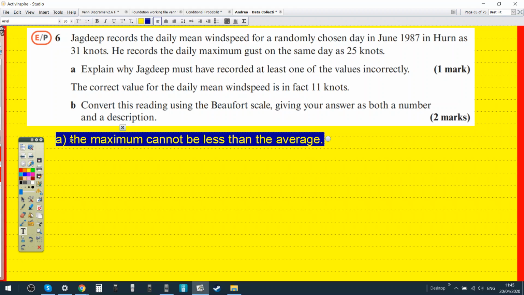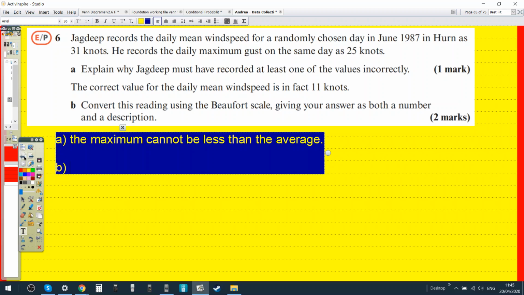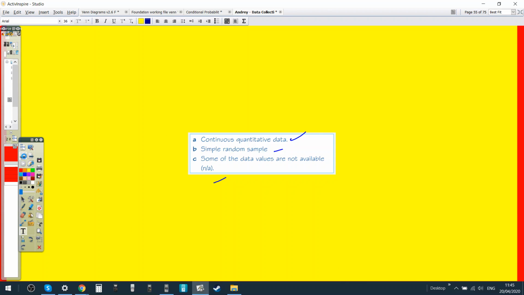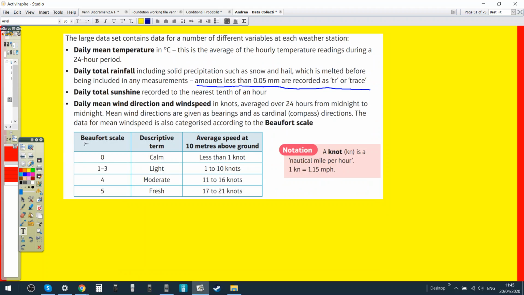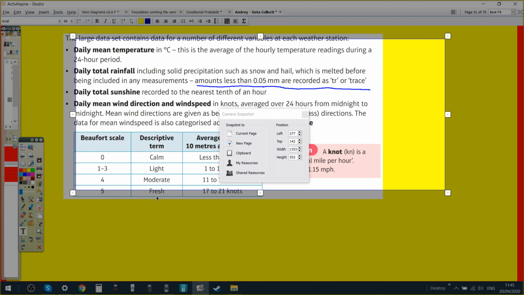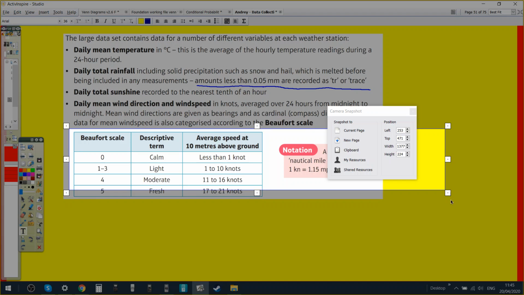So what Beaufort scale? The Beaufort scale. We have to go back for that one. The correct value is in fact 11. Convert this reading using the Beaufort scale. I saw this. Yeah, Beaufort scale. So it was actually 11. So what was that on the Beaufort scale? So also just before. So that's 4.